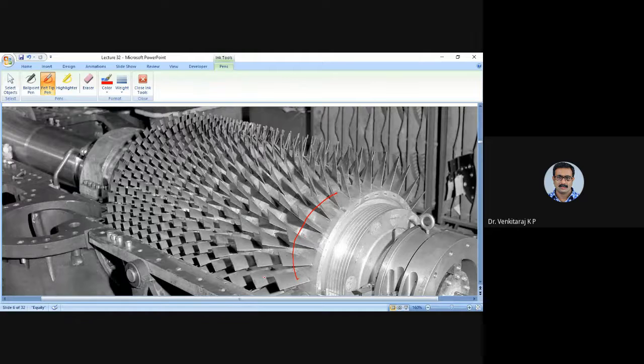So you can see a series of sets. The second stage in the rotor blade, the third stage comes, fourth stage, like that. So you can see a series of rotor blades are fixed on the rotating drum.